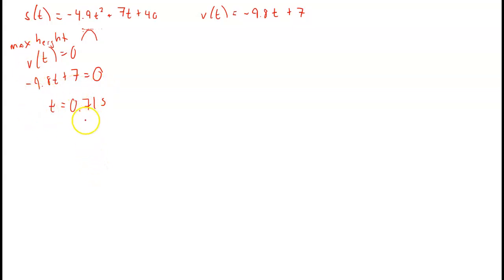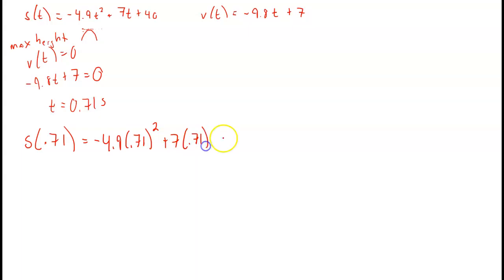Once we have that value, that's where the maximum height occurs. But we don't have the height. We have to put it into the position function to find out how high we are at that time. So negative 4.9 times 0.71 squared plus 7 times 0.71 plus 40. If you run through that, you get about 42.5 meters.